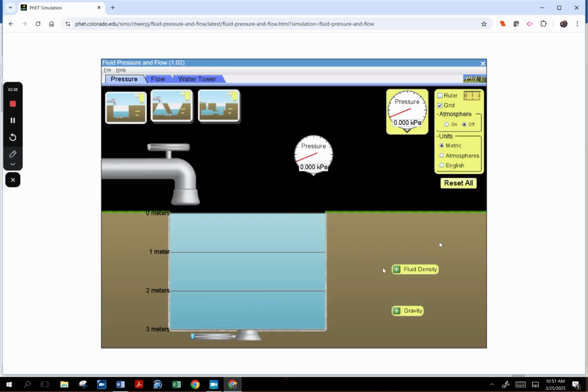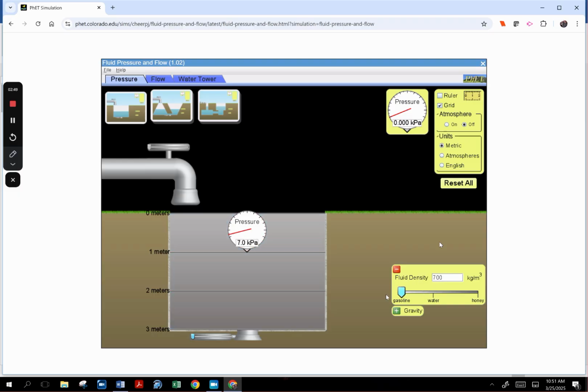Let's check out how fluid density would affect it. So let's put this back here at 10 kilopascals. And let's change this to, I don't know, what do they give us? Gasoline. Nothing like going for a swim in gasoline, I guess. It's 7 kilopascals at that depth. And then if we double the density, I believe, to 1400, which is apparently honey, you get double the pressure. So it looks like pressure is directly related to density.